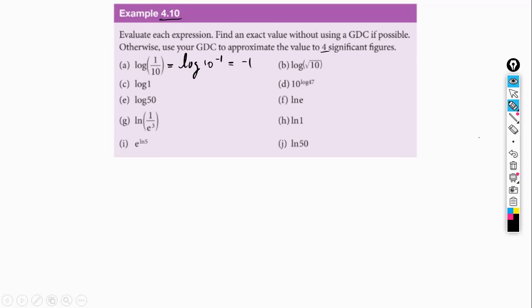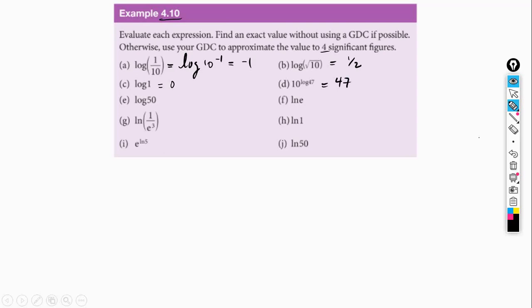Log of the square root of 10. Well, this is going to be 1/2. Log of 1. This is going to be 0, because 10 to the 0 is 1. And then here, for D, we just apply property 4, and we know that this equals 47. So 10 to the power of log of 47 is 47.